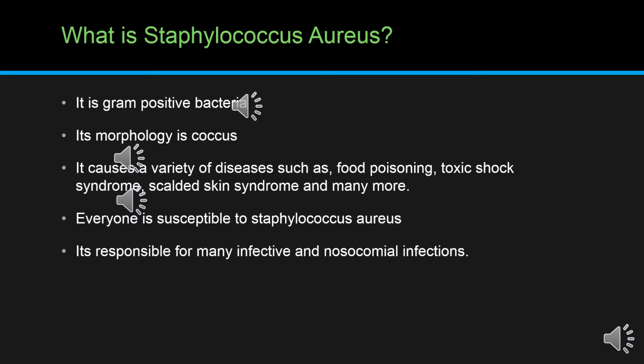As previously stated, Staphylococcus aureus is a gram-positive bacteria. Also, its morphology is coccus. It causes a variety of diseases such as food poisoning, toxic shock syndrome, scalded skin syndrome, and many more. Everyone is susceptible to Staphylococcus aureus. It is also responsible for many infections and nosocomial infections.